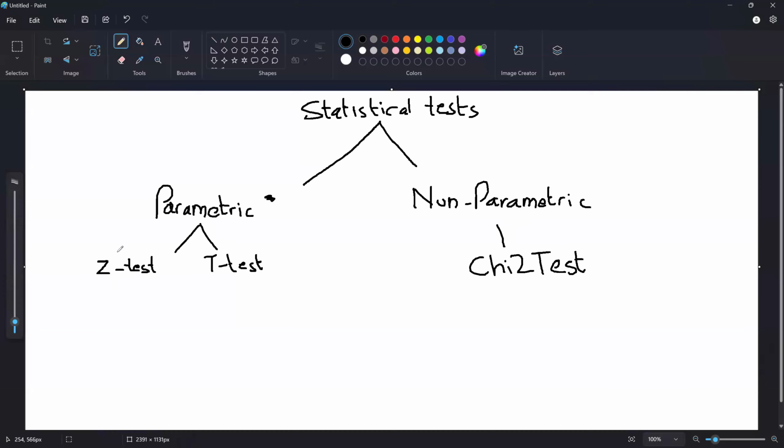So the z-test is used when the standard deviation is given. So when the standard deviation is given, we do the z-test. When the standard deviation is not known, we do the t-test. Parametric tests are only for normal distribution. Non-parametric tests are universal.